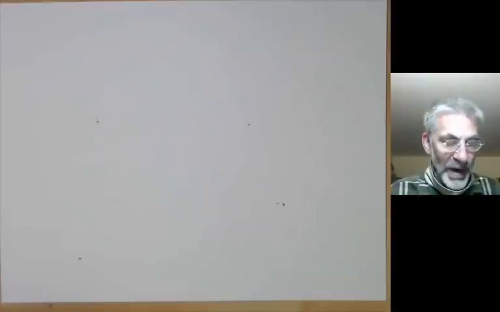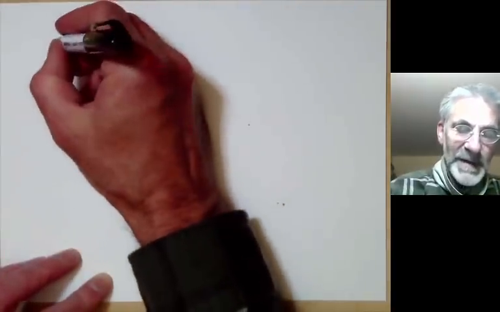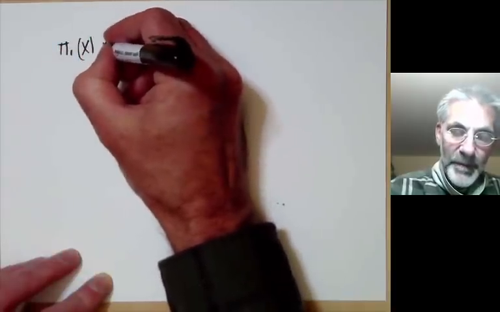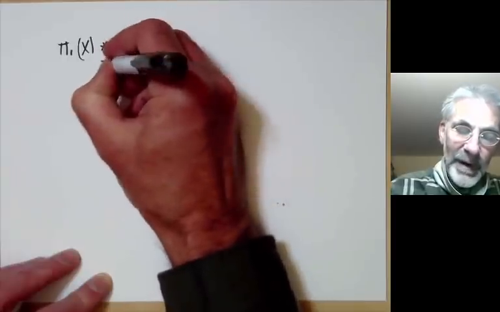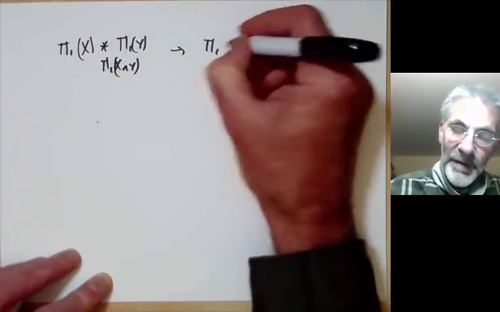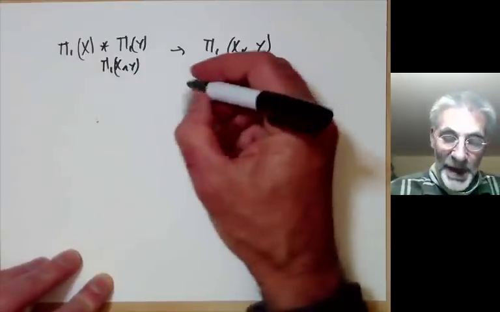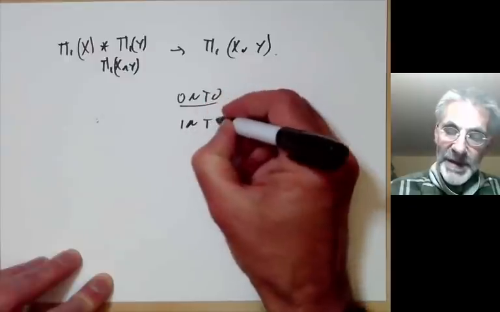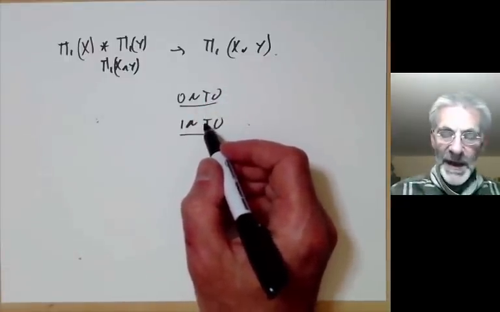Let's just sketch roughly why Van Kampen's theorem is true. I'm only going to prove about half of this. So we want to show that the free product of pi1 of X with pi1 of Y over pi1 of X intersection Y, mapping to pi1 of X union Y, is an isomorphism. So we need to show two things. We need to show it's onto, and we need to show it's injective. And showing it's injective is a little bit tricky, and I'm going to skip that bit.